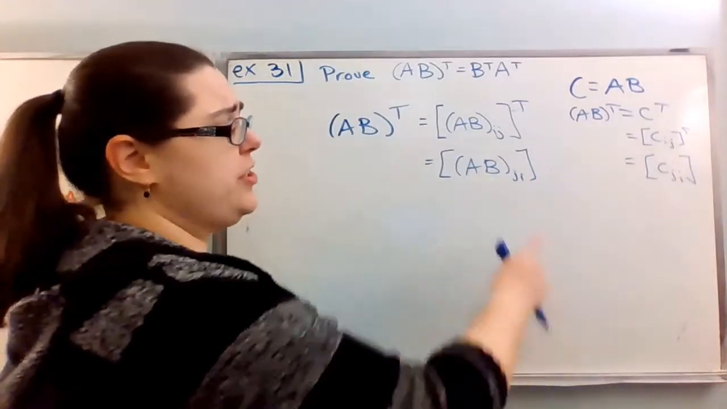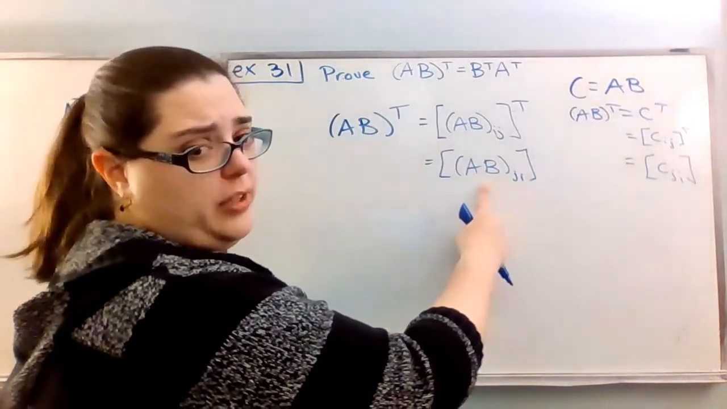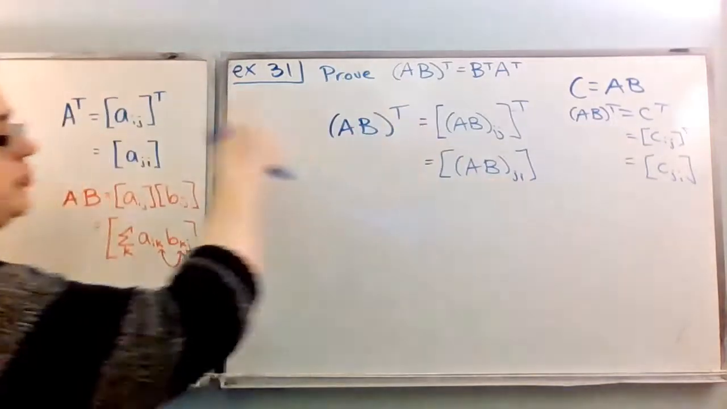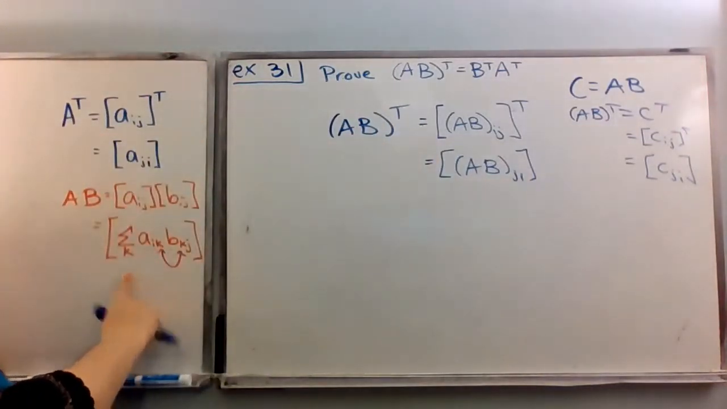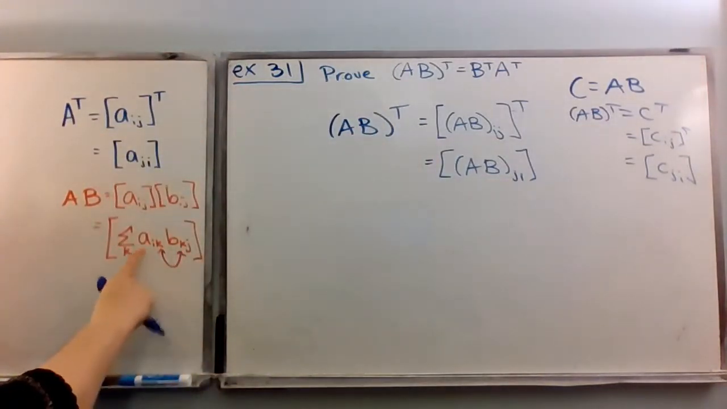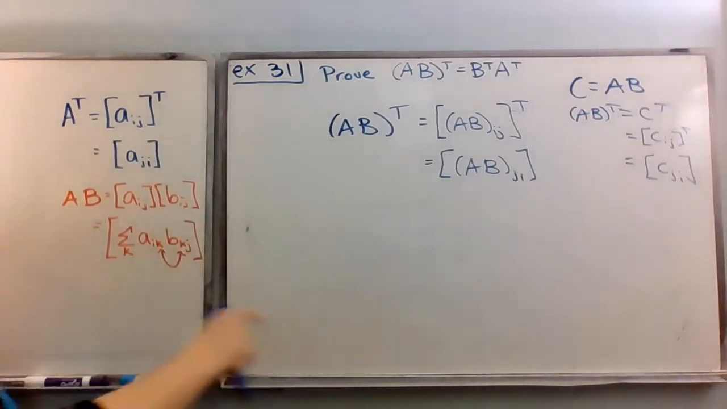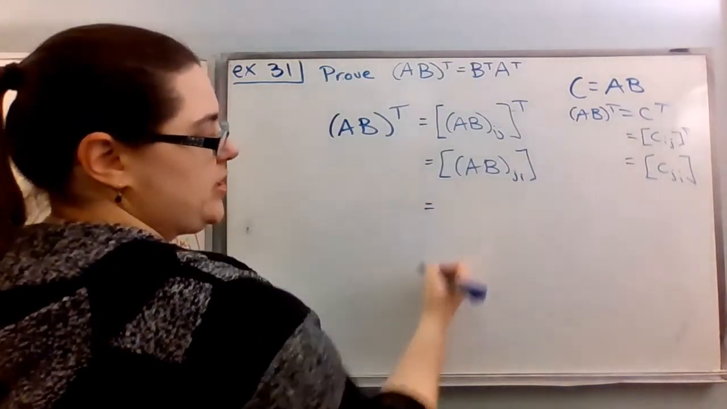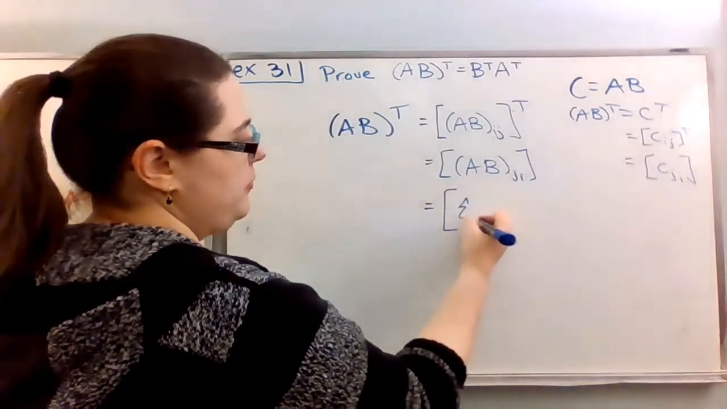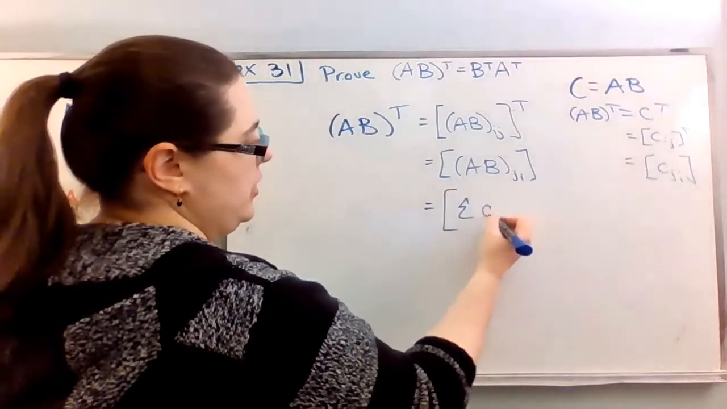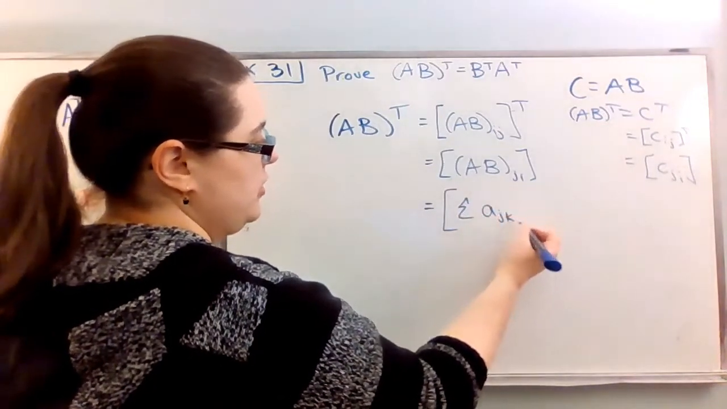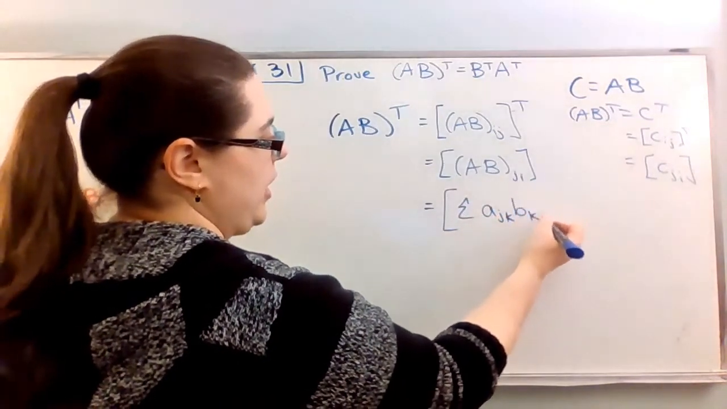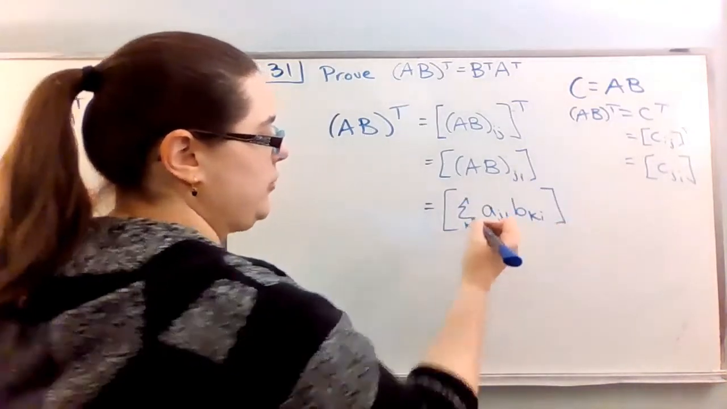So now that I have the jith entry of AB, let's apply this definition. The thing that's going to be different is because this is the jith entry, I'm going to have a J here and an I here instead of an I and then a J. So this is going to now be the sum of AJK BKI. This is over K.